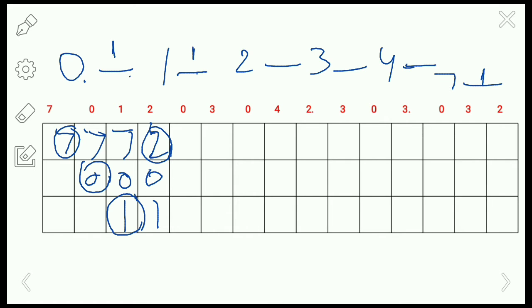Now since the 7 is removed, its count will become 0. Next 2, 0, 1. 0 is already there in the main memory, so since there is a reference for the 0, we are going to increment the count of the 0 by 1. So here the count of 0 will become 2.